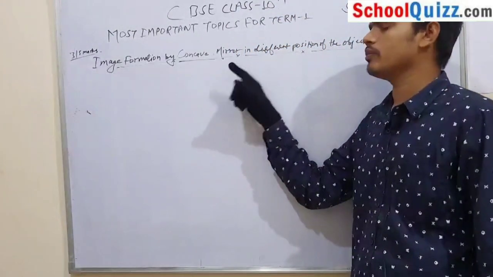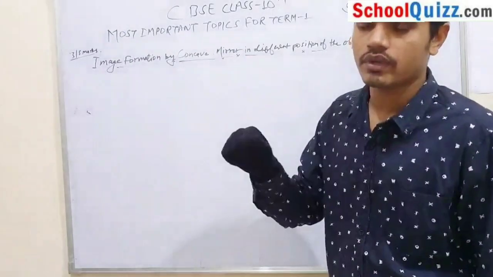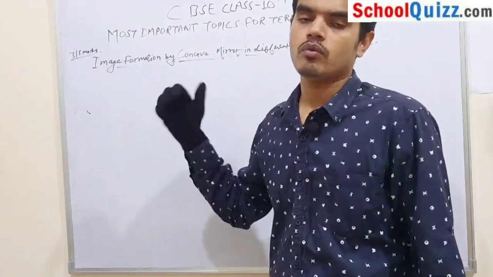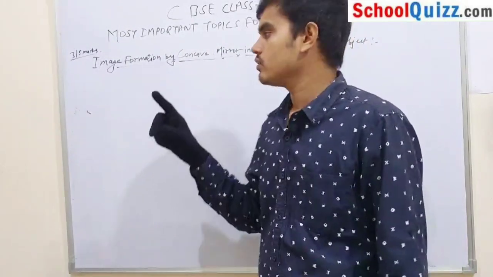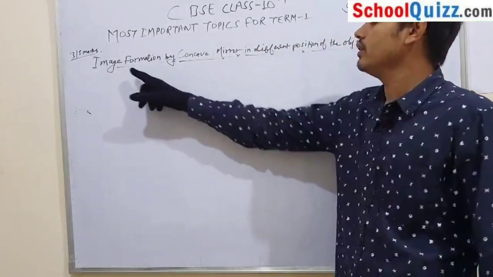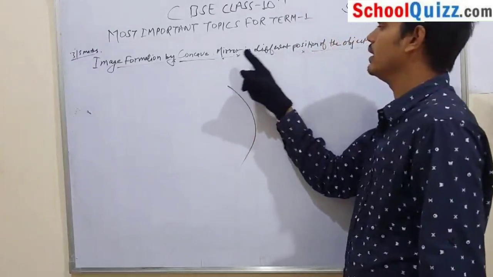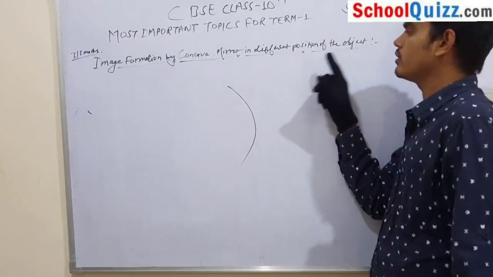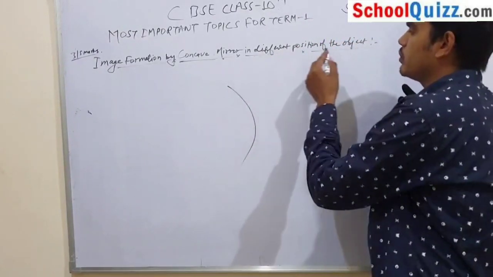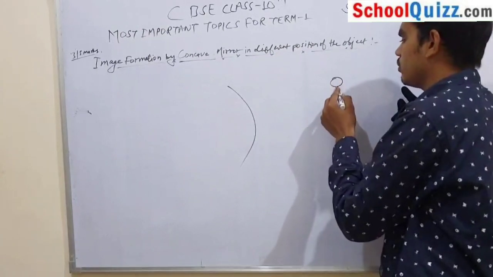Before I start this topic, I am going to give you a brief summary so that we can understand it better. So read the sentence again. What is written? Image formation by concave mirror. So we have to take one concave mirror and an object in different positions. What is the meaning of that? In different positions of the object, that means we have to take one object also.